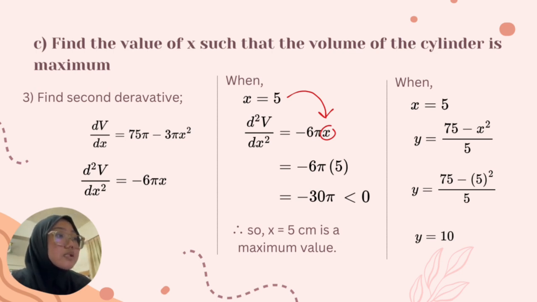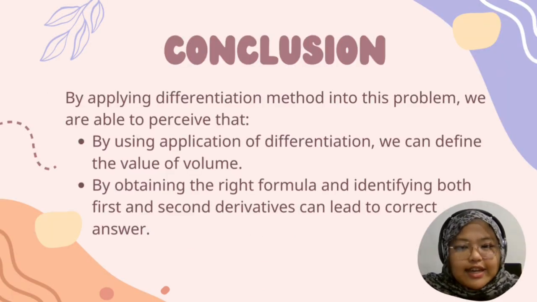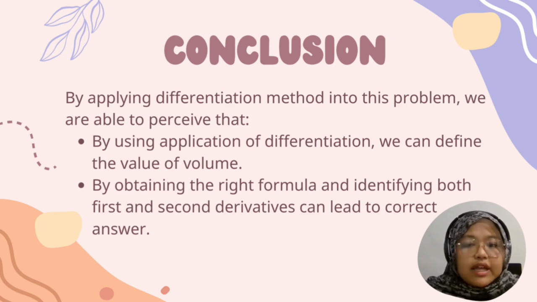Lastly, since we know the x value, we can also find the value of y. We just put the 5 into the x in the y equation, which gives y equals 10. So, in conclusion, by applying the differentiation method to this problem, we are able to see that by using the application of differentiation, we can determine the value of volume. Other than that, obtaining the right formula and identifying both the first and second derivatives can lead to the correct answer.